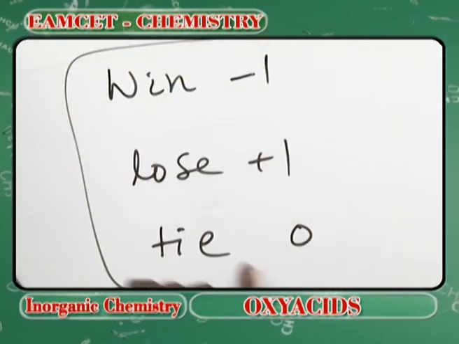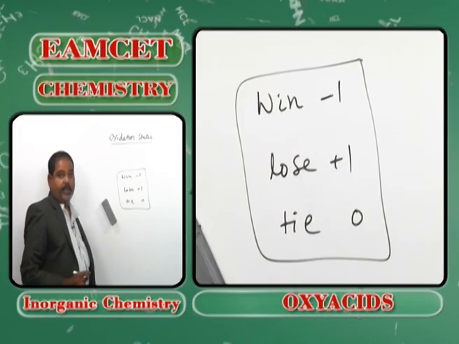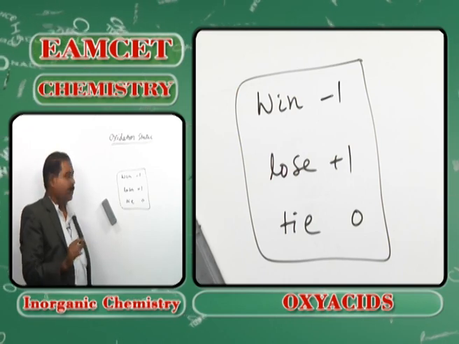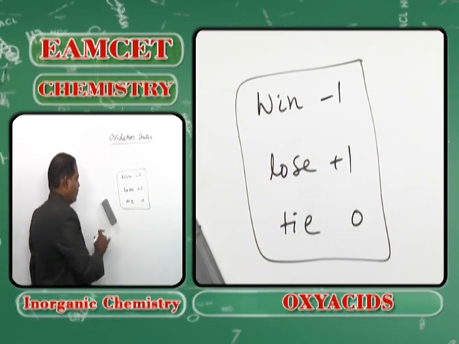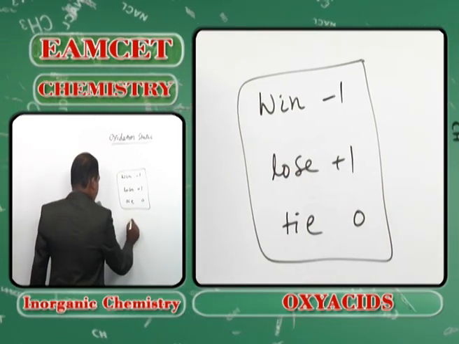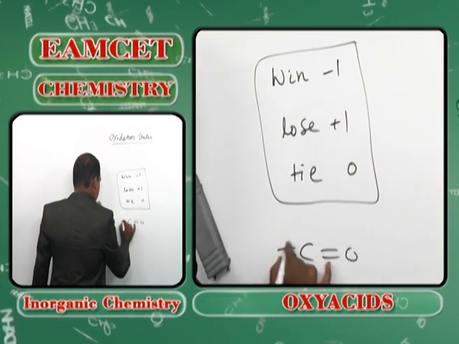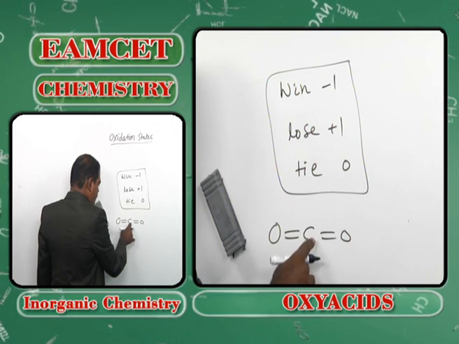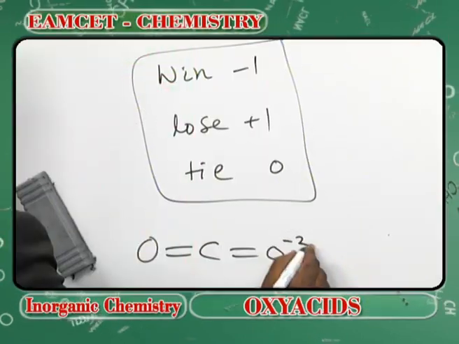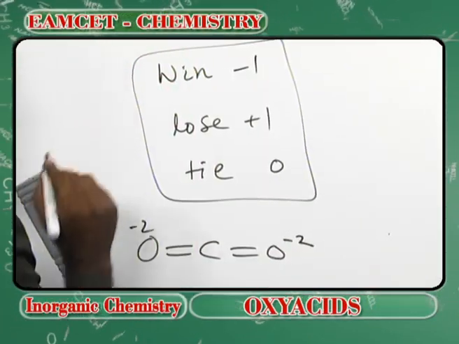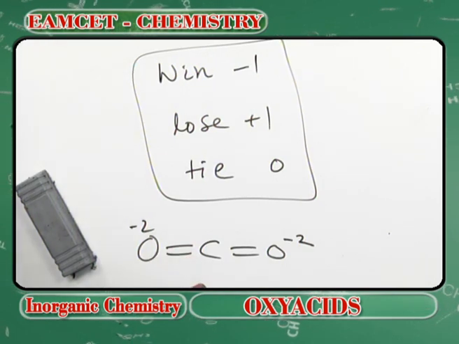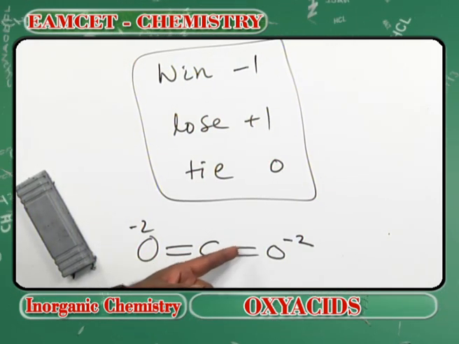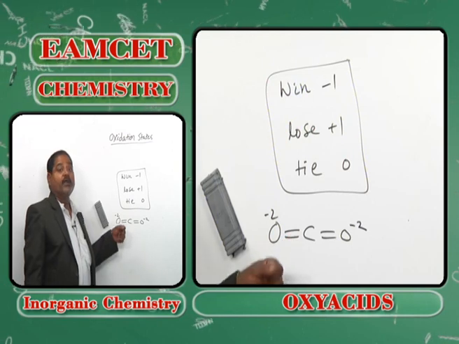What do you mean by tie? A match between equal opponents. A match between equal opponents is a tie. For example, CO2. What is oxygen doing here? Forming 2 bonds with less electronegative carbon, minus 2. Minus 2. So, we can compare this with carbon playing 4 matches with powerful opponents.